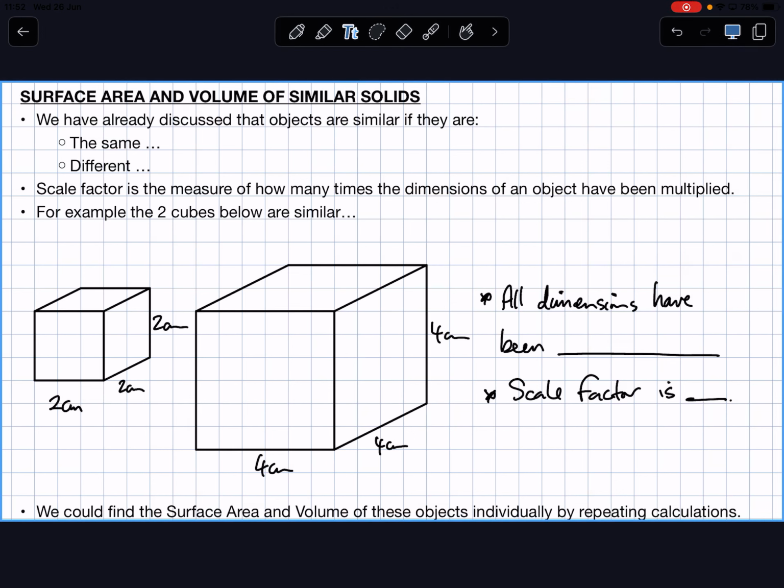All right. So this last topic before you start your assignment is on the idea of the surface area and volume of similar solids. We've already discussed similarity. That was in the congruence and similarity test that you did. If objects are similar, what can we say they are the same in terms of, yes?